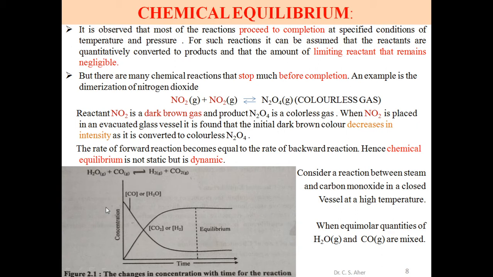So this graphical representation gives a clear-cut idea for the stopping of a reaction before completion. There is a presence of concentration of reactant also and product also. Again, this dynamic state shows the reaction proceeds, but at an equal rate in the backward and forward directions. So it is dynamic, but due to these equal rates, the concentration remains the same and attains equilibrium. So that is the chemical equilibrium.